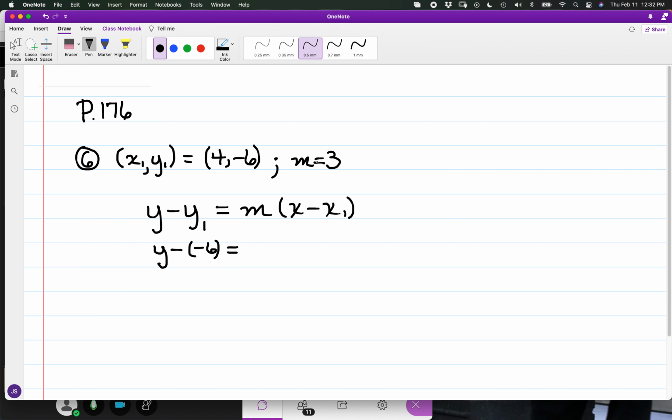is equal to the slope m, which is provided at 3, times the quantity x minus x1, where x1 is equal to 4. And again, just in the rewrite, the subtraction of a negative, so we have y plus 6 is equal to 3 times the quantity x minus 4. At this stage, this is going to be the point-slope equation.